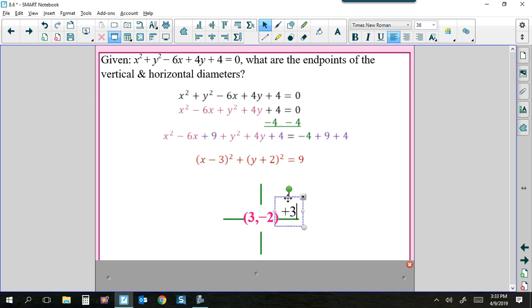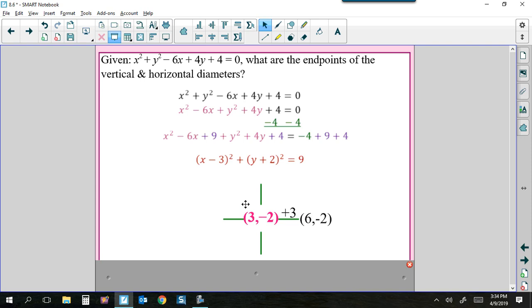So what I'm going to do now is I'm going to add 3. I forgot to type this, everybody. Sorry. I'm going to add 3 to the right, and that's going to give me this point. Because I'm going to the right, that's going to change my x coordinate. So I know my answer is going to be 6, negative 2, because I did not go up or down at all.